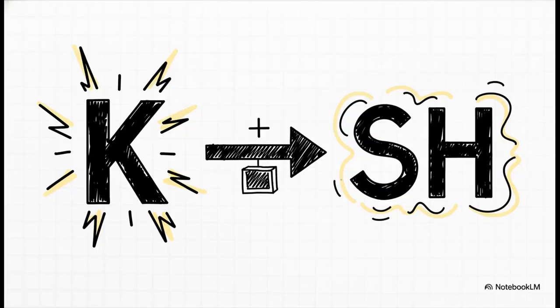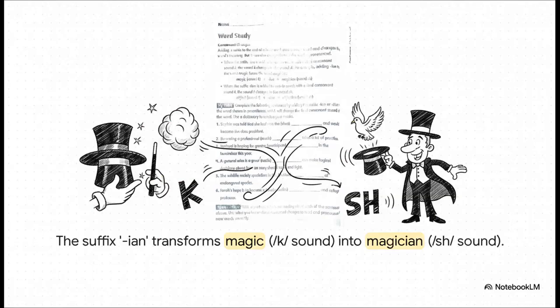Okay, pattern number 1. This is when a word ends with that hard K sound, but then a suffix comes along and just softens it completely into a sh sound. Let's see this thing in the wild. You start with magic. Hear that K sound? Magic. But you add the suffix ian for the person who does it, and poof, it becomes magician. Magician. The K sound just melts away into a sh.